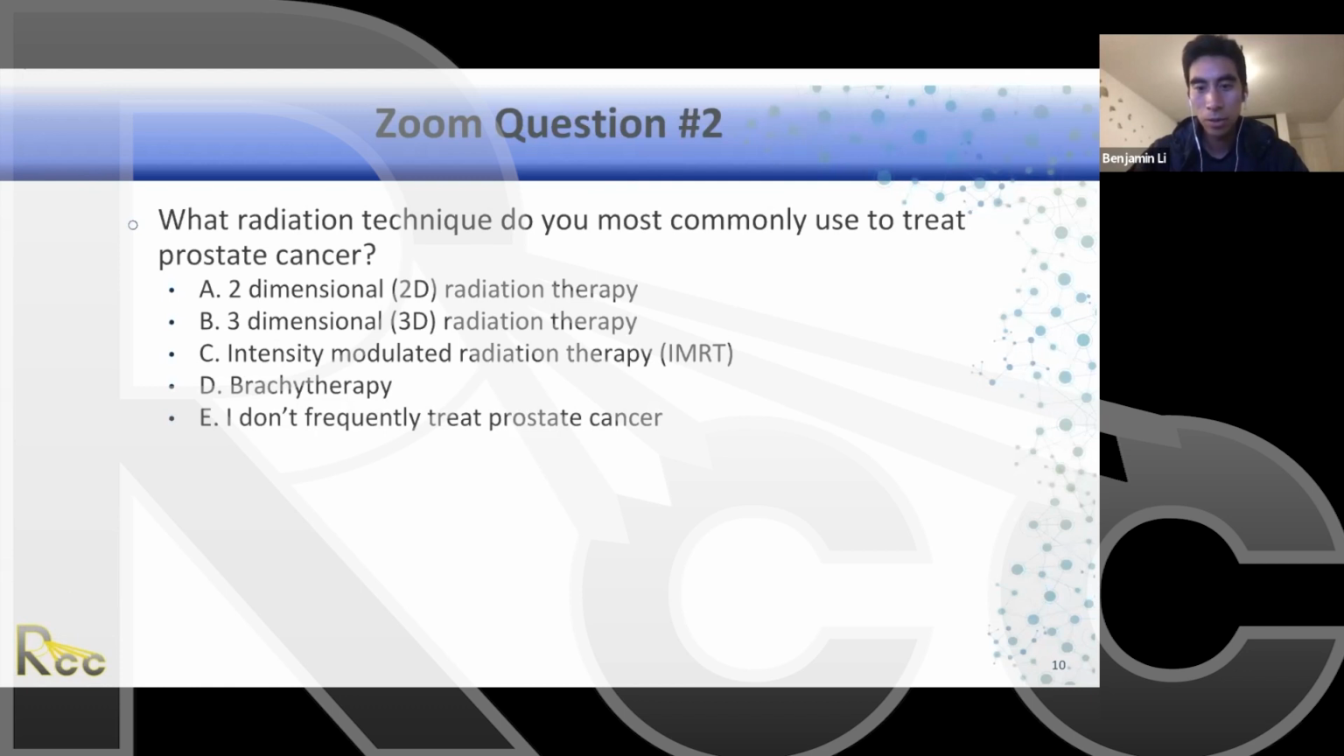5, 4, 3, 2, 1. So it looks like the majority of you, more than 80% of the group, use IMRT to treat prostate cancer, with a minority using 3D conformal radiation therapy. So I think we are all doing prostate cancer treatment very similarly, which is really helpful. And I think this talk hopefully will be really relevant to your clinical practice. Thanks, Ben, for facilitating those. Okay. So let's move forward.